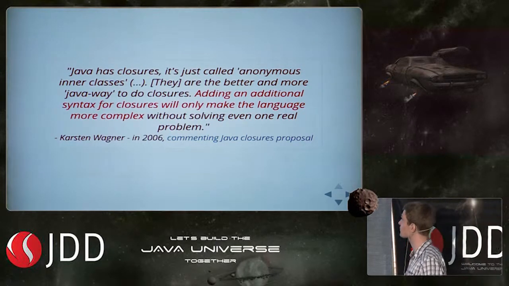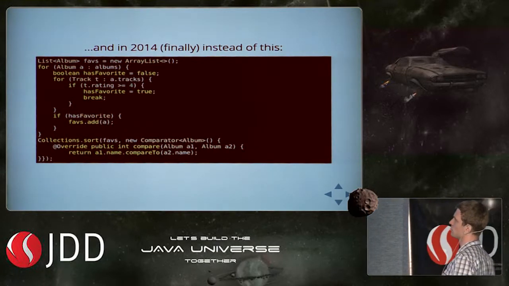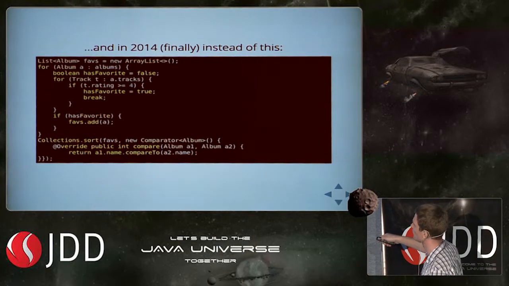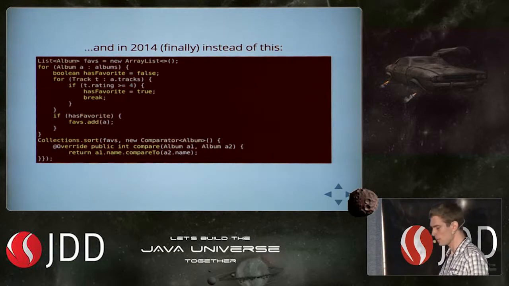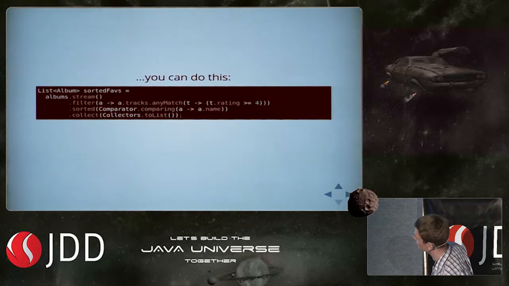But in 2014, Java 8 came out, and finally, nowadays you can read this code. Yes, it's quite imperative code of searching some albums and tracks, having favorites and sorting them. It's quite simple, readable. You can just read this. But instead of this, you can now write this, which is simpler.